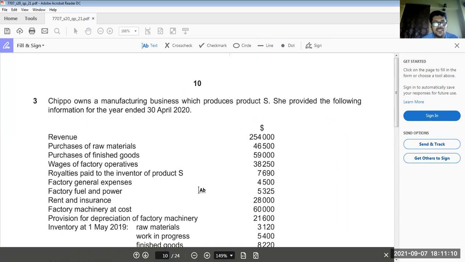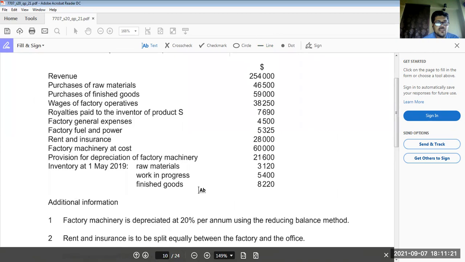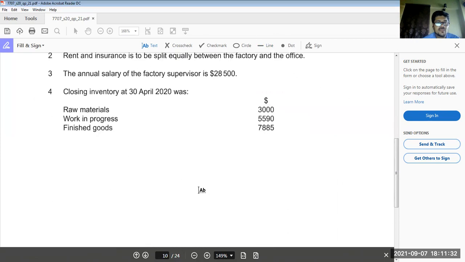Kipo owns a manufacturing business which produces product S. He provided the following information for the year ended 30th April 2020. Revenue, purchase of raw material, purchase of finished goods, wages, factory royalties paid to the inventor of the product, factory general expenses, factory fuel and power, rent and insurance, factory machinery at cost, provision for depreciation, inventory, raw material. Okay. Additional information.